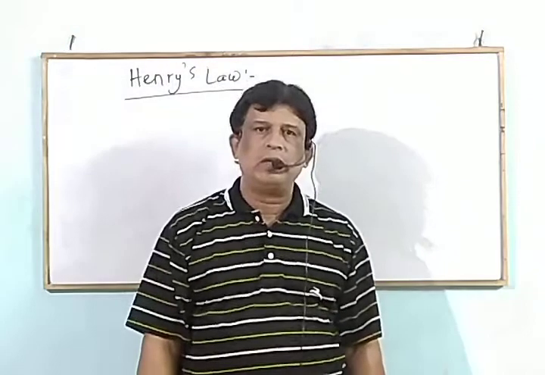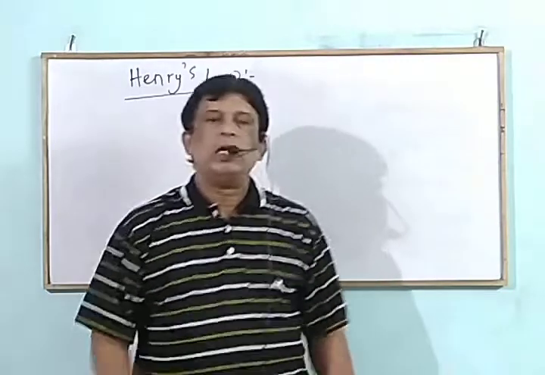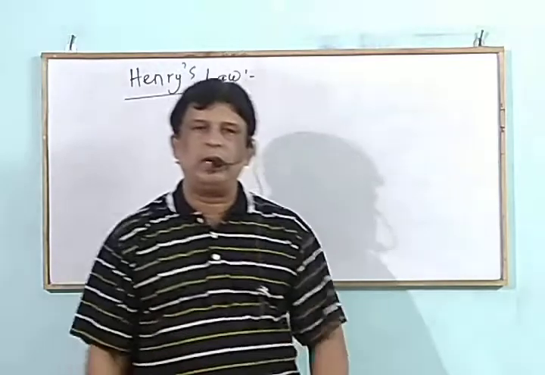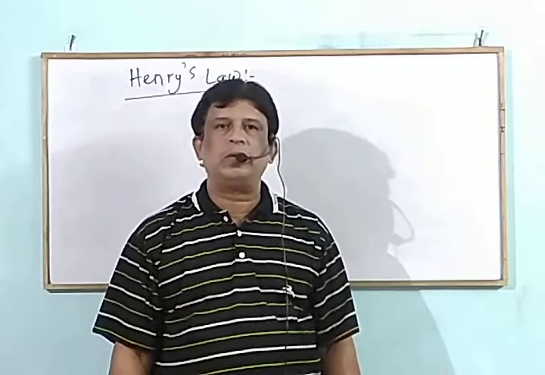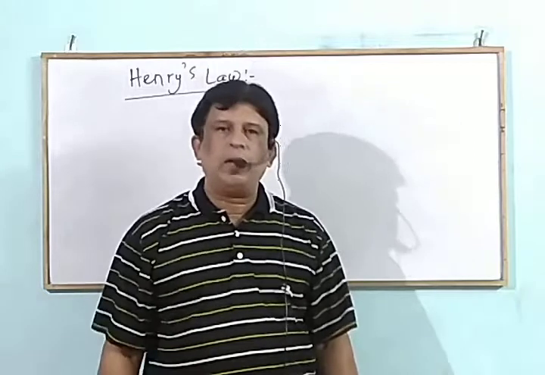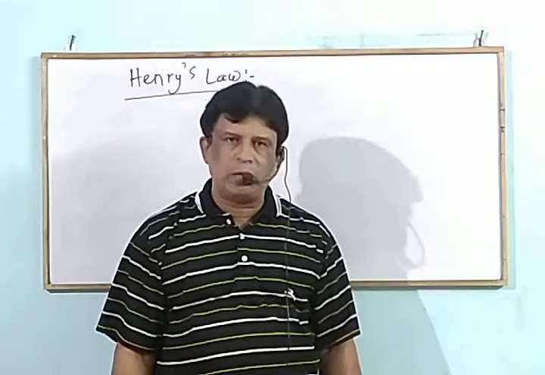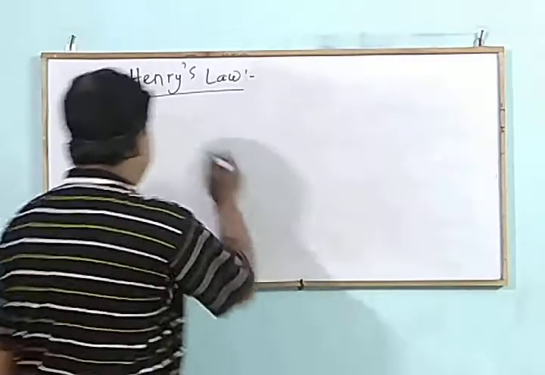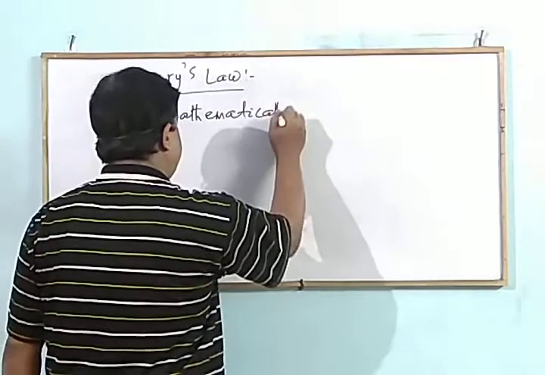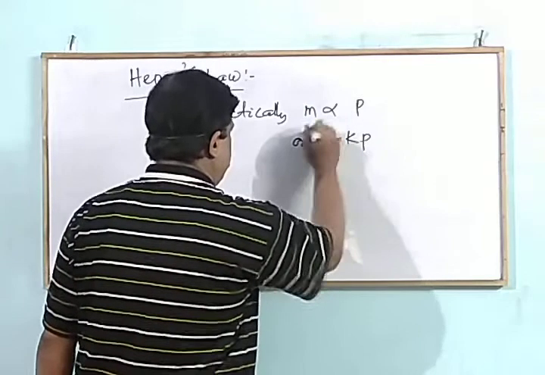The first way: the amount of solute dissolved in a solvent, the mass of the gas dissolved in a solvent, is directly proportional to the partial pressure, the pressure of the gas present on the surface of the solvent, on the surface of the solution. Mathematically, M is directly proportional to P, or M is equal to K into P.